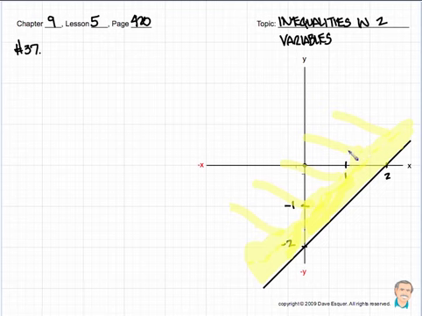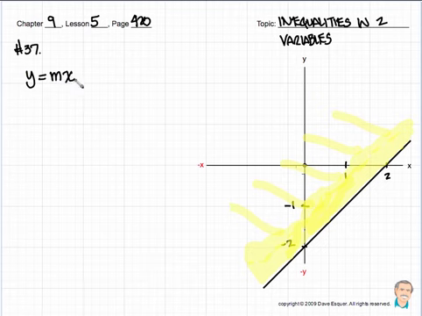Chapter 9, Lesson 5, page 420. This one gives us the graph already, number 37. So I've attempted to draw the graph for number 37. And number 37 says, once you've got that, go ahead and make an inequality for what this graph looks like. Well, I'm going to go back down memory lane, and I think, let's go back to black here.